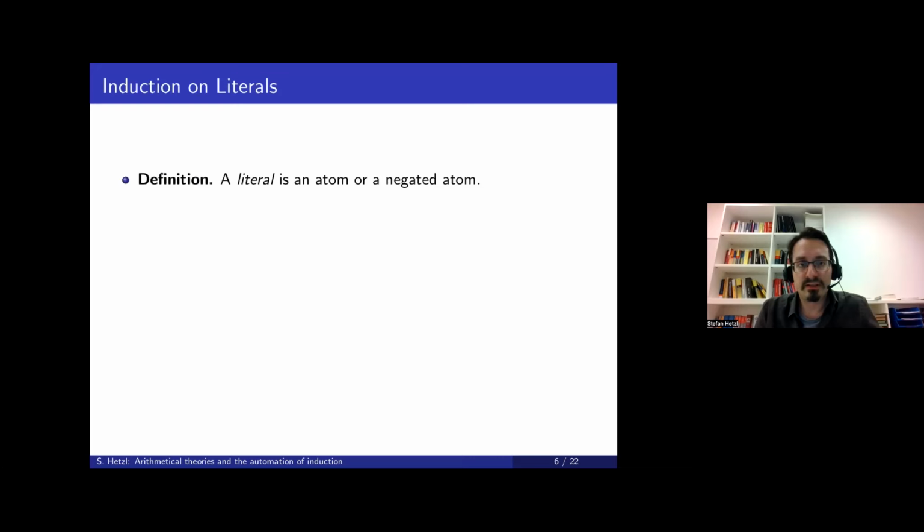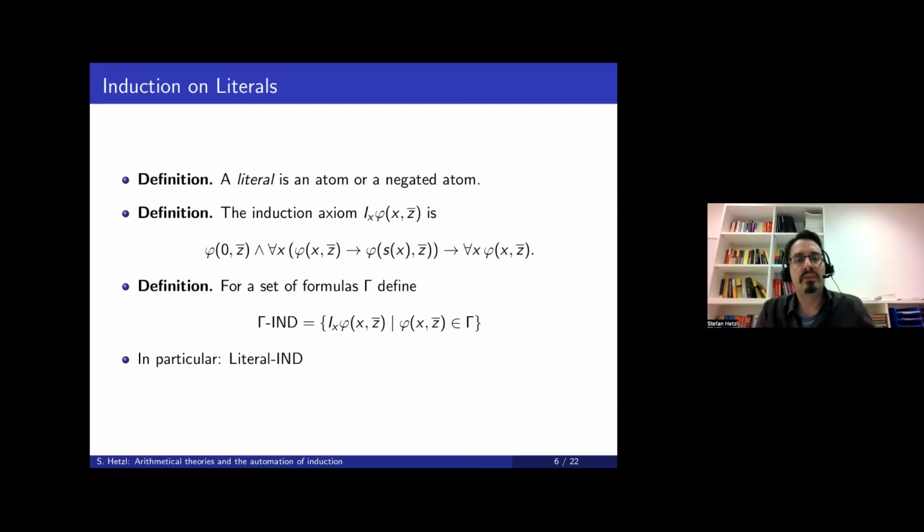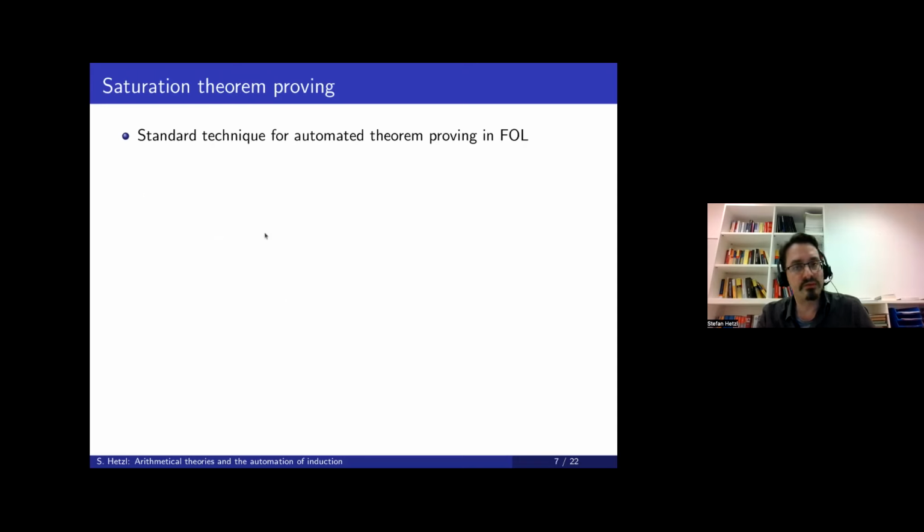So a literal is just an atom or a negated atom. And then we just consider literal induction in the usual sense. So what you would expect. So we have the ordinary successor axiom. And for a set of formulas gamma, induction will just be the induction axioms for formulas from this set. And in particular, then we can talk about literal induction. All this over some kind of background language, which at least contains successor and zero. And now, on the level of computer science, there is a system I would like to introduce that corresponds in a way to literal induction.